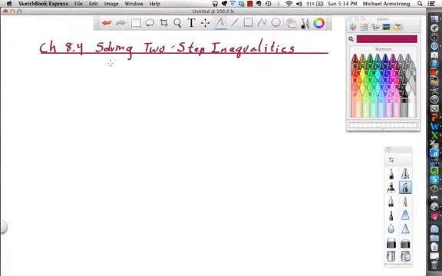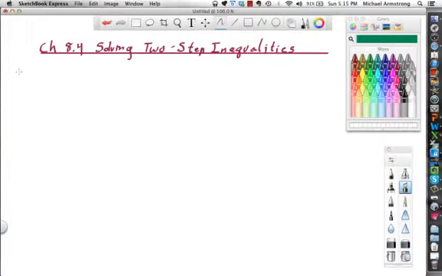Okay, chapter 8.4, solving two-step inequalities, and this is just like solving two-step equations, other than it's inequalities. We're going to keep multiplying and dividing positive, so that we don't have to worry about anything strange, and we're just going to graph our solutions. It's the same way you solve two-step equations, so this should go quickly. I think you guys will be happy with how this works.